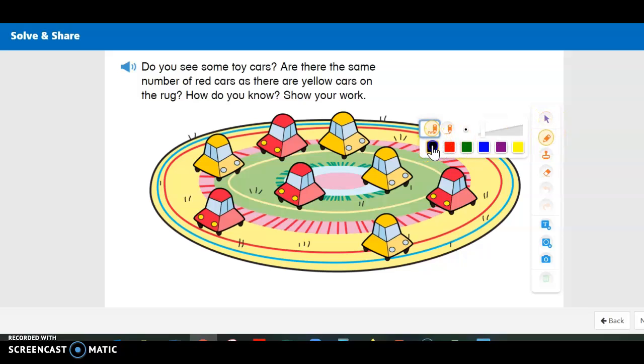I'm going to get my pencil here, and you can use your pencil on your paper. I'm going to draw a line from this red car to this yellow, and then this yellow to this red one way over here. And then I'm going to keep going. All right. Now all the red cars and all the yellow cars have a match. Are there the same amount of yellow cars as there are red cars? Yes, because everybody has a buddy. Everybody has a match. So we have the equal or the same amount of yellow cars as we do red cars.